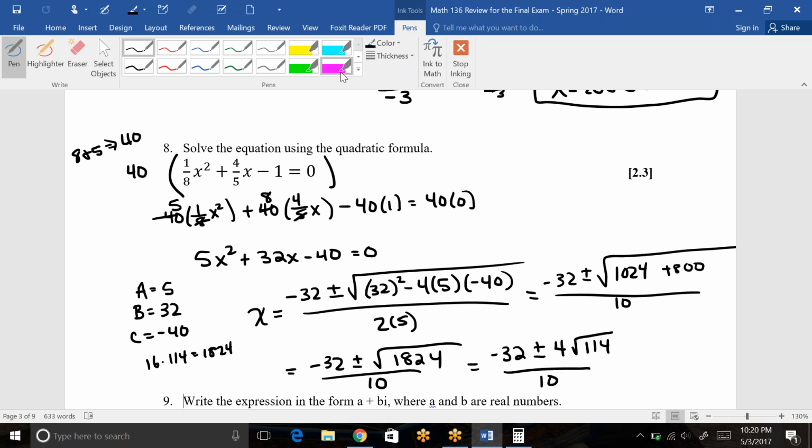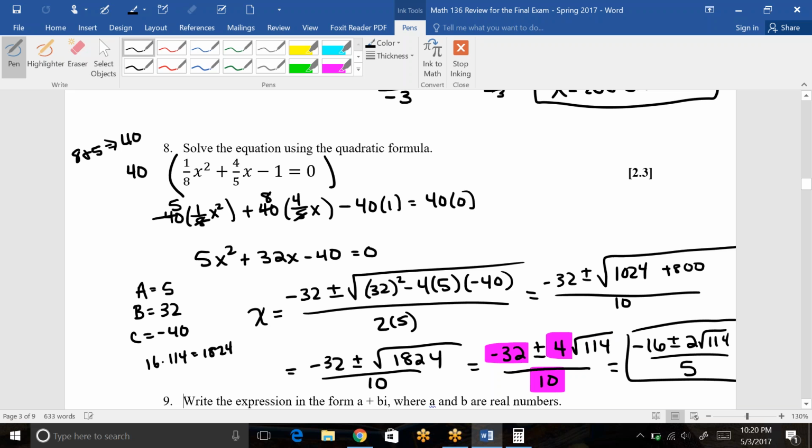And then the only thing about this that's a little bit questionable is that all the numbers in front of everything are all divisible by 2. So we should really reduce that down. So if we divide everything by 2, that's an outside number. Remember, it doesn't affect the radical. This would be negative 16 plus or minus 2 on the square root of 114 all over 5. So that would be my reduced answer for this one.